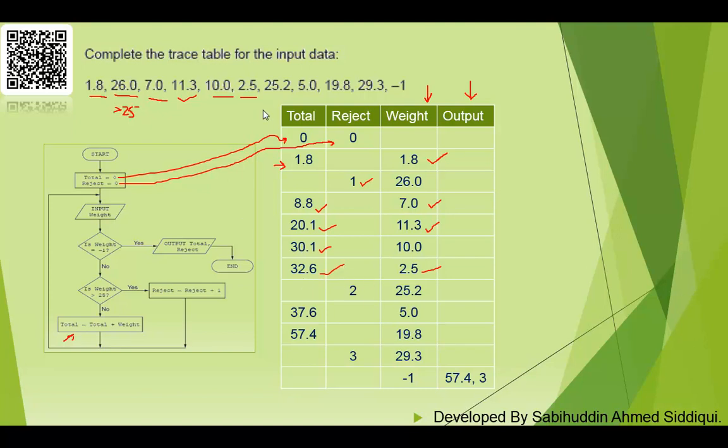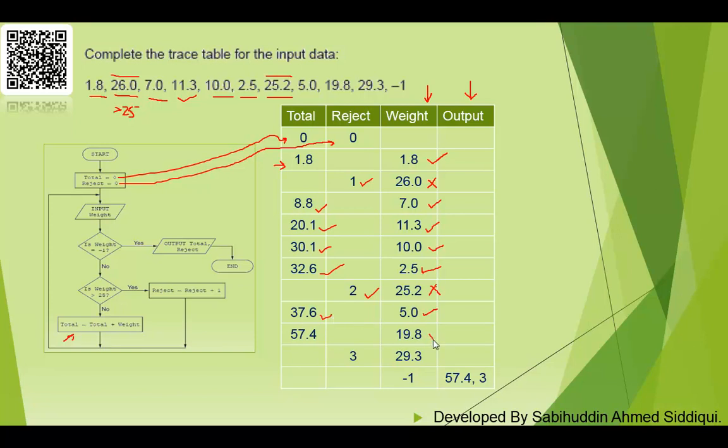The total is being added. Now the next value is 25.2, you can see this is the rejected value. Now the reject count becomes 2, yes, it is okay because the value was 25.2, so this is rejected. I am just putting a cross over here so that you can identify these rejected values, which are not counted. Now the next value is 5, yes, it is okay, less than 25 kilograms and not a negative value, so this becomes 37.6 kilograms.